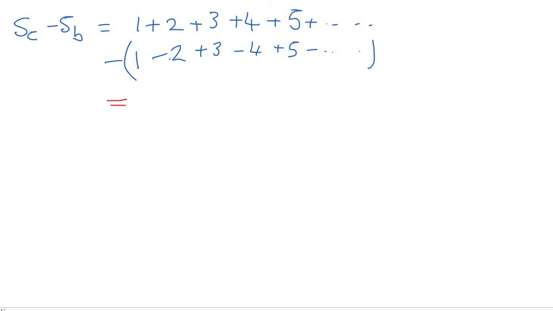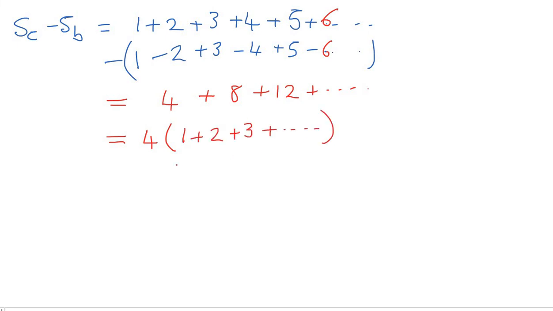Okay, so let's evaluate. 1 minus 1, well that's 0. 2 minus minus 2 is 4. 3 minus 3 is 0. 4 minus minus 4 is 8. 5 minus 5 is 0. Then we'd have a 6, so I'll just write it in just for a bit of clarity. 6 minus minus 6 is 12, and so on. And hopefully you should be able to see that this is 4 lots of 1 plus 2 plus 3, and so on, which is what we started with. It's our SC.